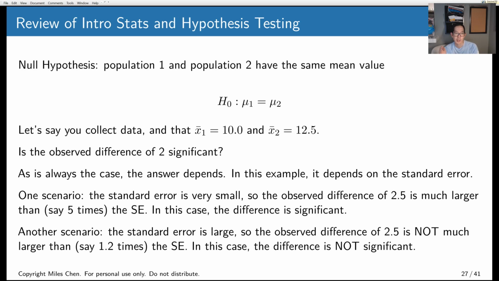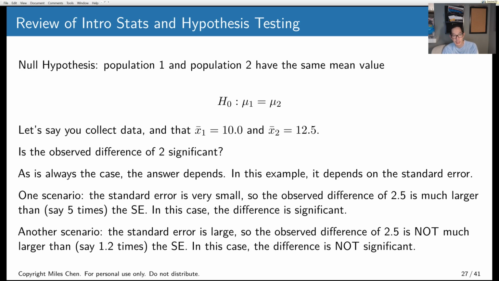So let's use some made up numbers here. Population 1 and population 2 have the same mean values, which is what our null hypothesis states. We write H0: mu1 is equal to mu2. All right, let's say we go out and we collect data. X bar 1 is 10. We have one random sample and the mean is 10. And we take another random sample, and the mean of that sample is 12.5.